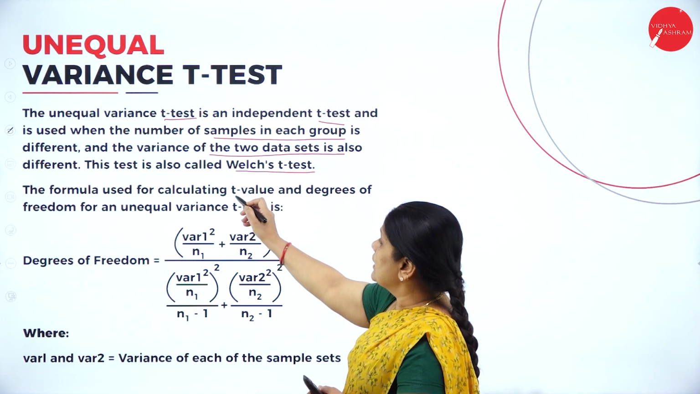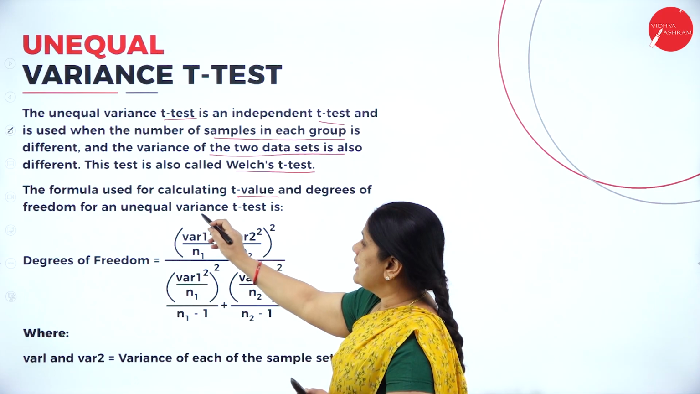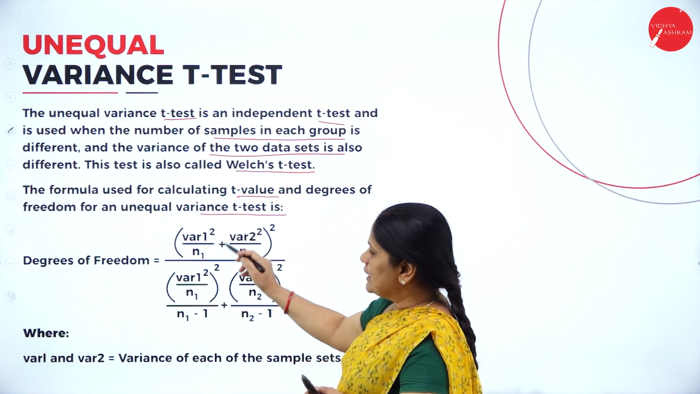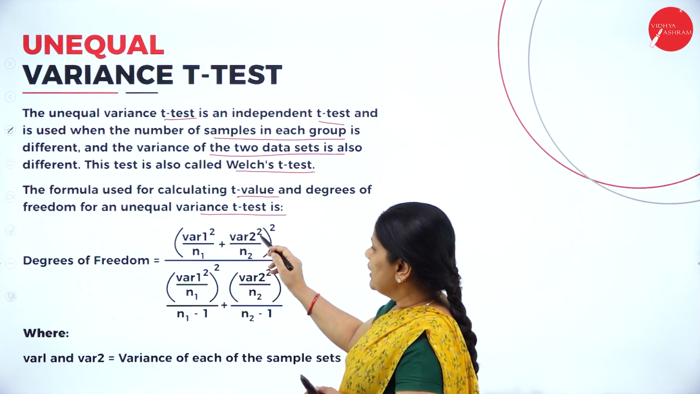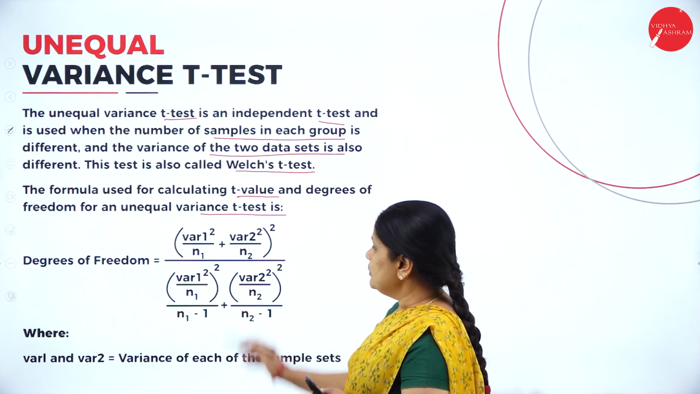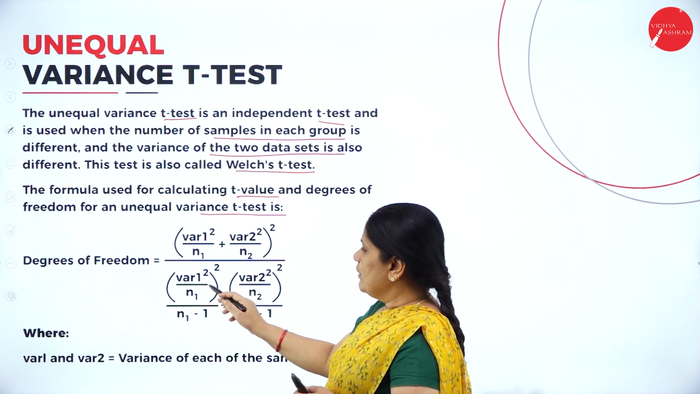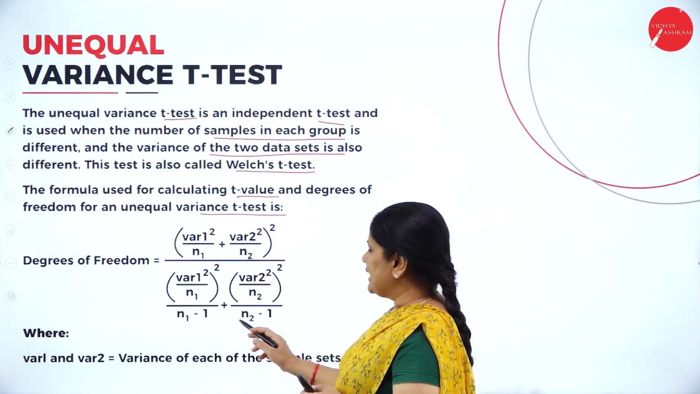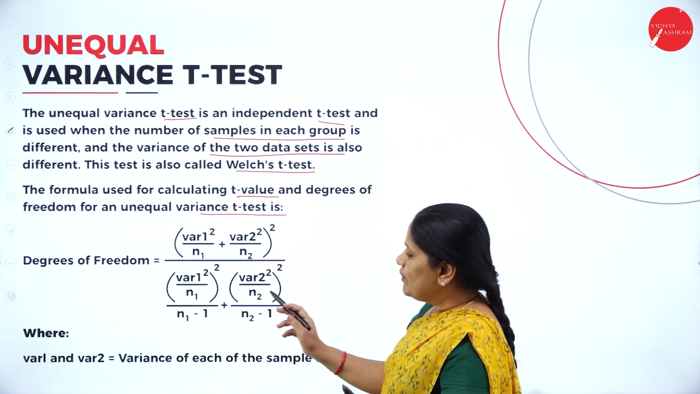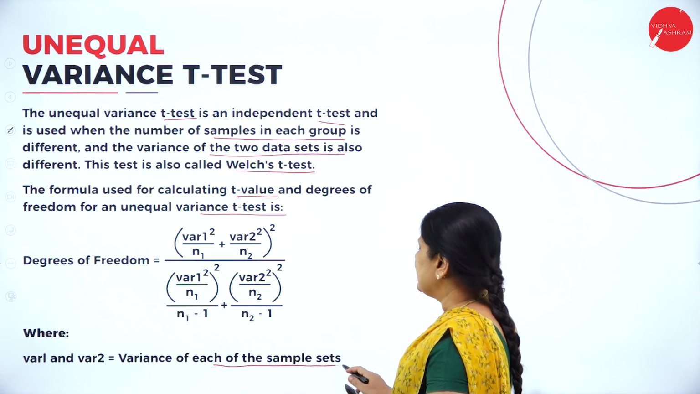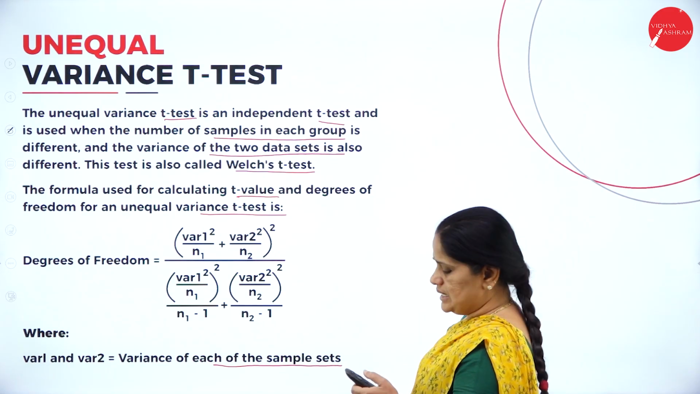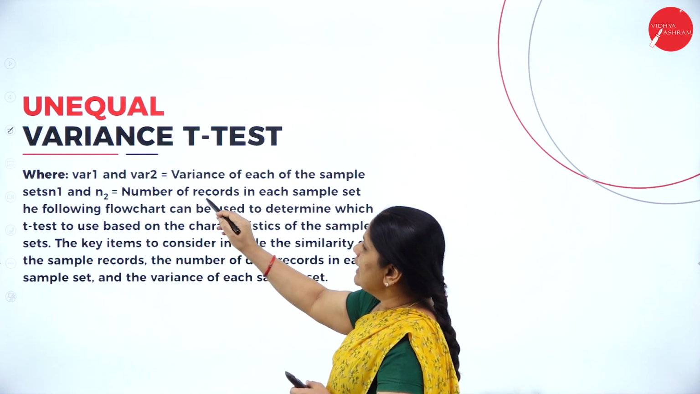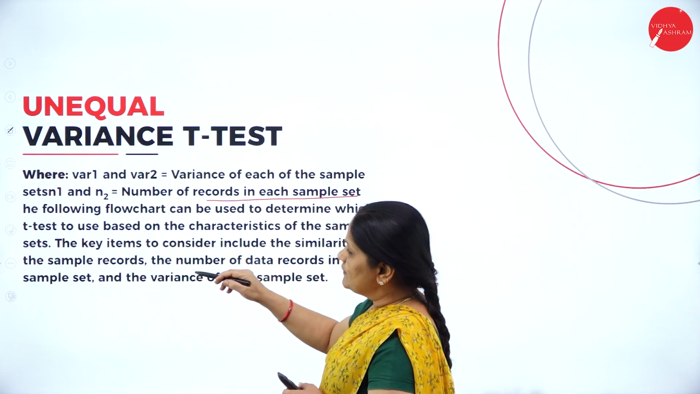The formula used for calculating the t-value and the degrees of freedom for the unequal variance t-test is: degrees of freedom equals (variance 1 divided by n1 plus variance 2 divided by n2) the whole squared, over [(variance 1 divided by n1) the whole squared divided by (n1 minus 1) plus (variance 2 divided by n2) the whole squared divided by (n2 minus 1)], where variance 1 and variance 2 are the variances of each of the sample sets, and n1 and n2 are the number of records in each of the sample sets.